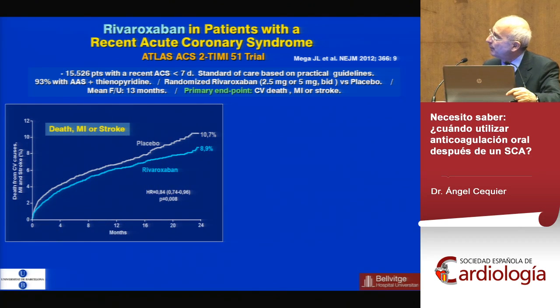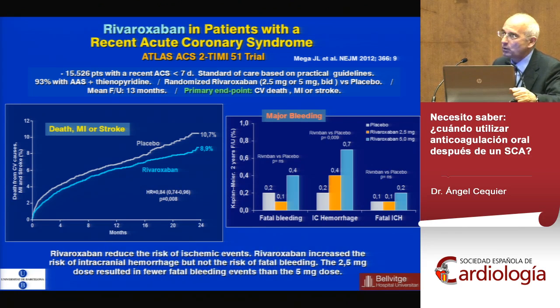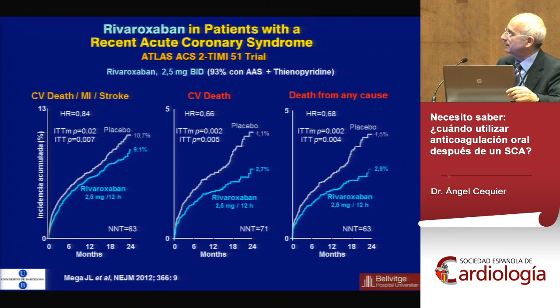En la evaluación del endpoint primario se observó una reducción significativa en las tasas de estos eventos en los pacientes randomizados a rivaroxaban versus placebo. En el análisis de los eventos hemorrágicos se observó una tendencia no significativa a un incremento de sangrado mortal o de hemorragia intracraneal mortal, pero sí se observó un incremento significativo en las tasas de hemorragia intracraneal, con una magnitud prácticamente dosis dependiente. Las diferencias siguen siendo significativas incluso con la dosis baja de rivaroxaban. El estudio concluye, por tanto, que el rivaroxaban sí condiciona una reducción de eventos isquémicos, pero incrementa en estos pacientes con síndrome coronario agudo la tasa de eventos hemorrágicos. Sin embargo, la dosis de 2,5 miligramos parece ofrecer un perfil más favorable.